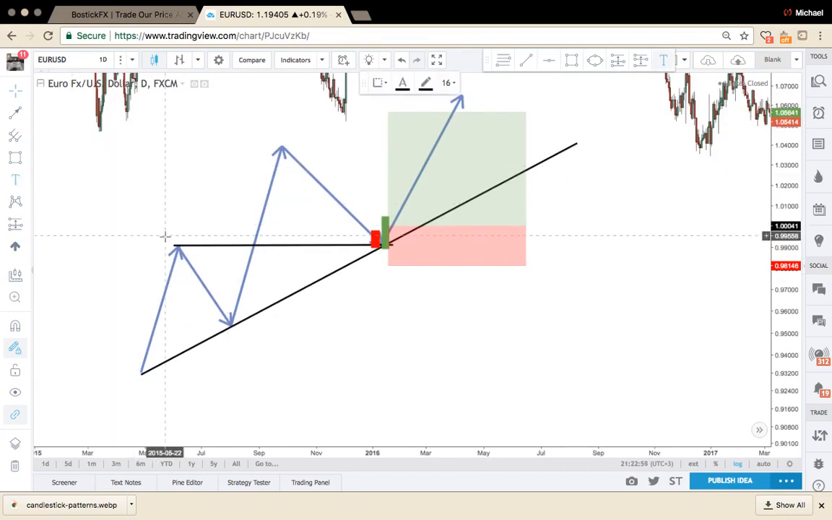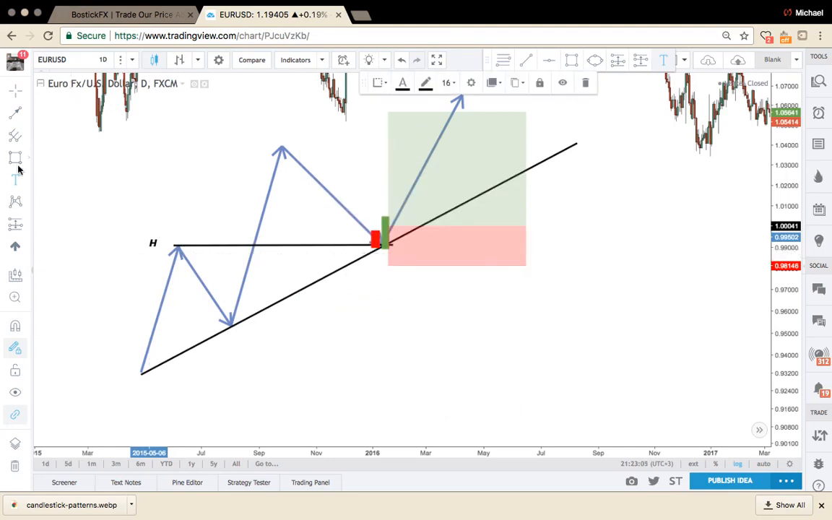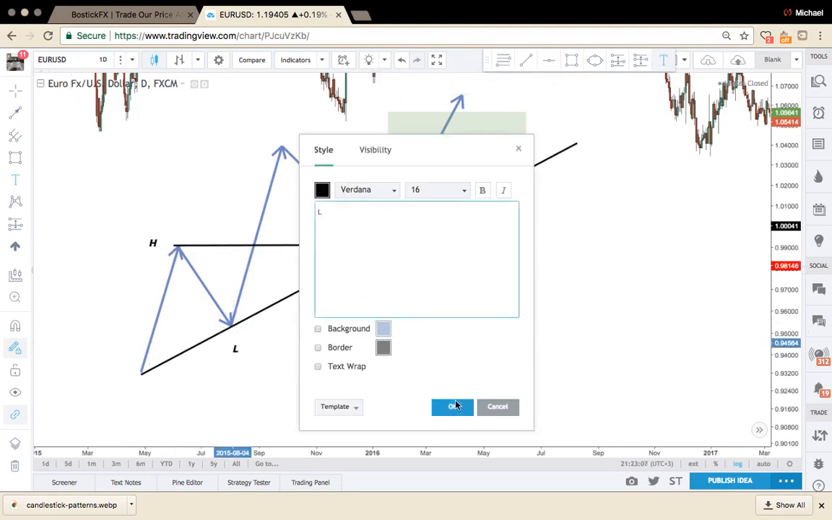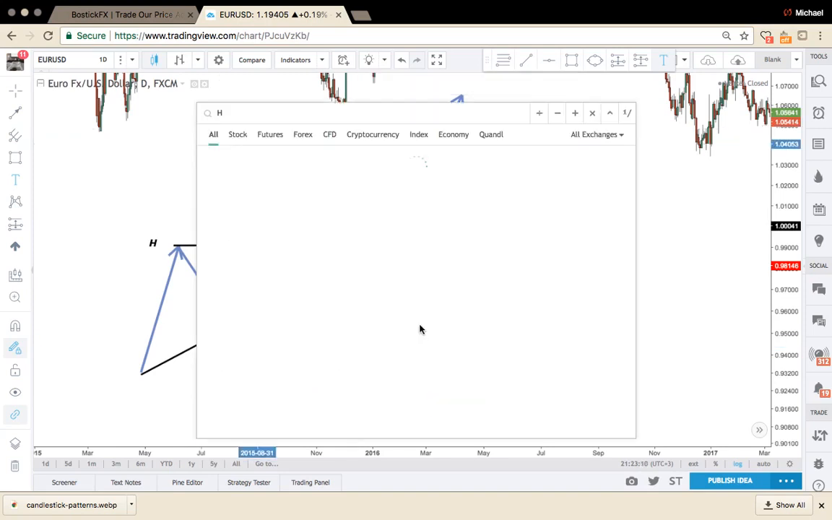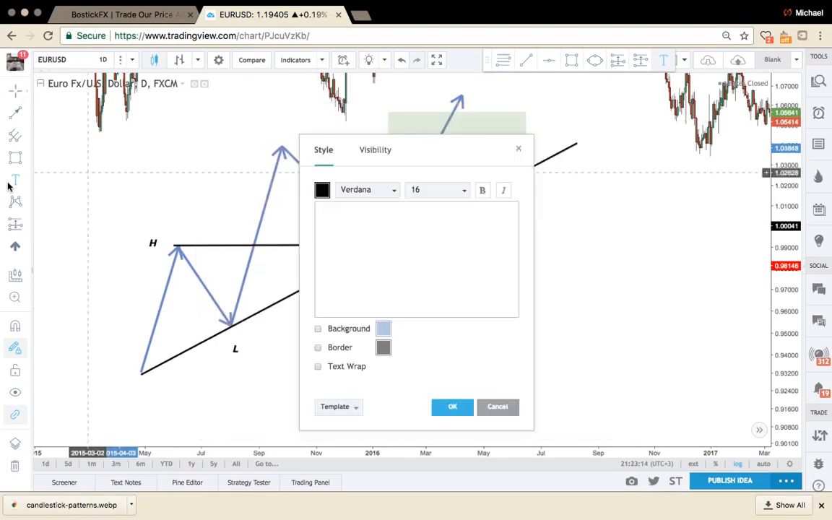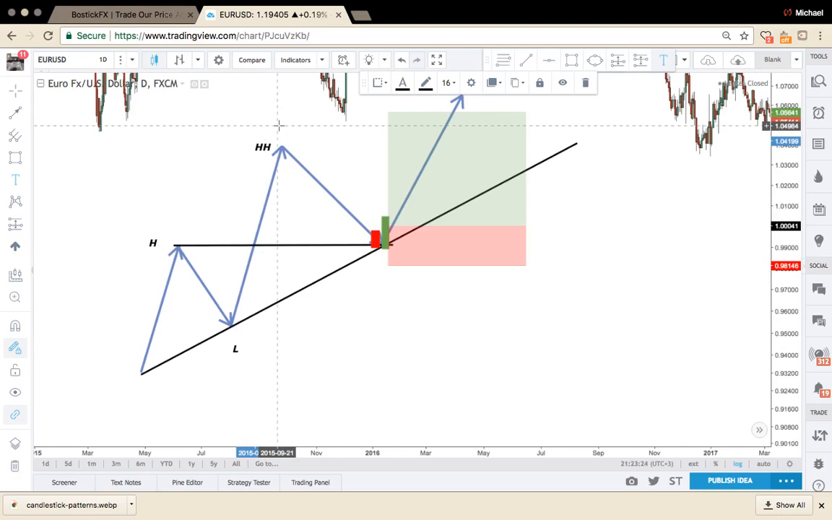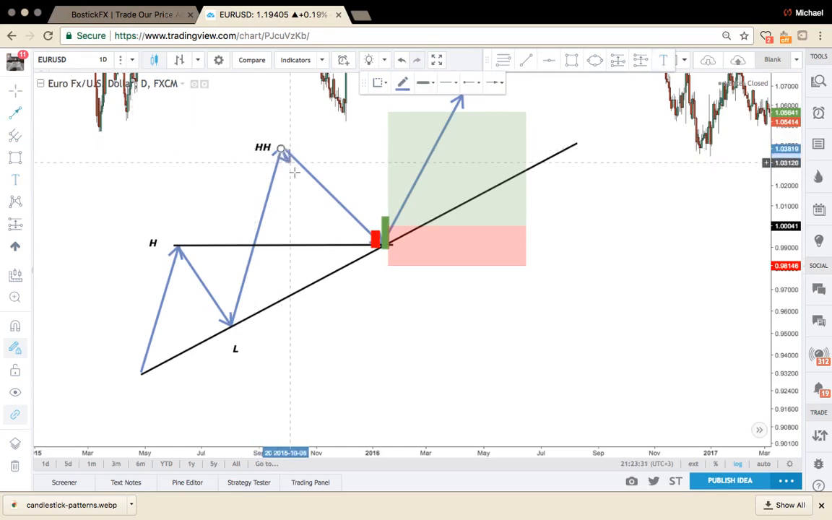Your first thing is the trend itself. If the trend is up, we're talking about price making highs, lows, higher highs. So if it's making high, low, higher high in an uptrend, you can expect it to be making a higher low somewhere. Now this higher low can happen anywhere between here down to here. It can happen anywhere in this area.